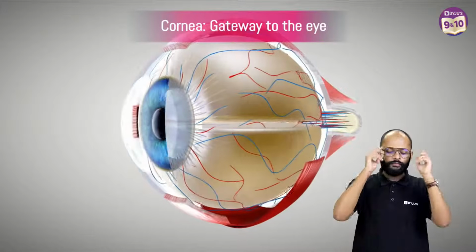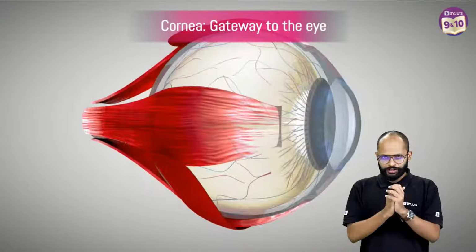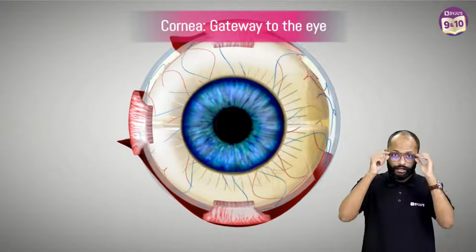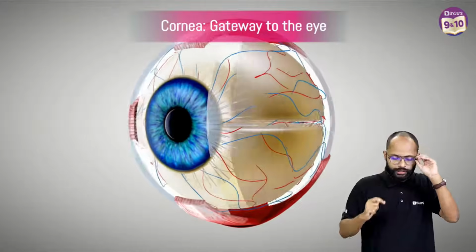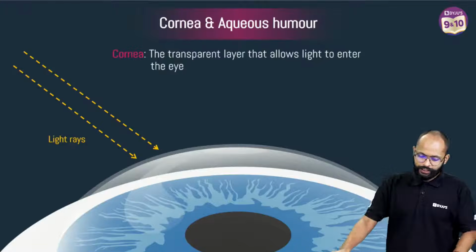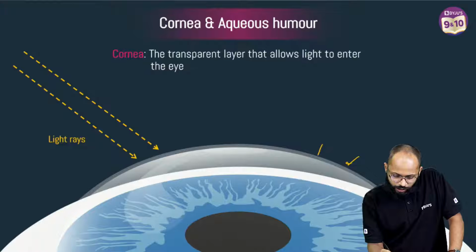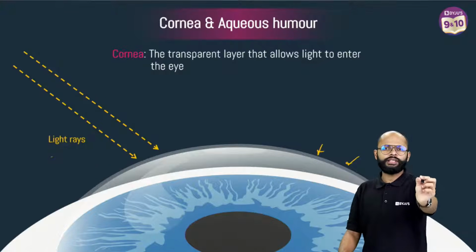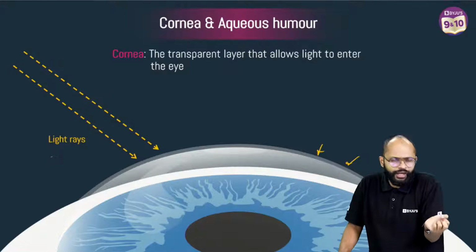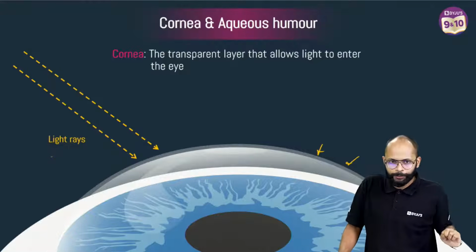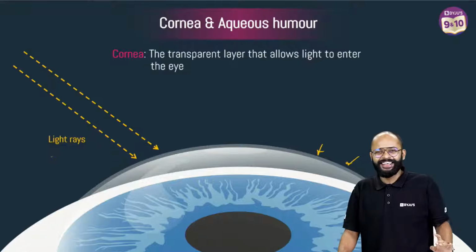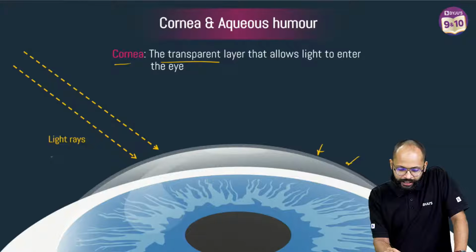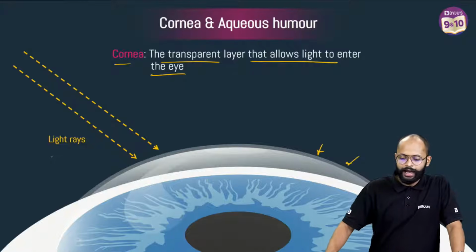Now, cornea. Construction wise, whenever you draw an eye, the first layer of the eye is cornea. This one, the first layer, right? It is the cornea of the eye. So when light rays enter your eyes, the first layer that comes in front of the light rays is the cornea. Cornea, the transparent layer that allows light to enter the eye.